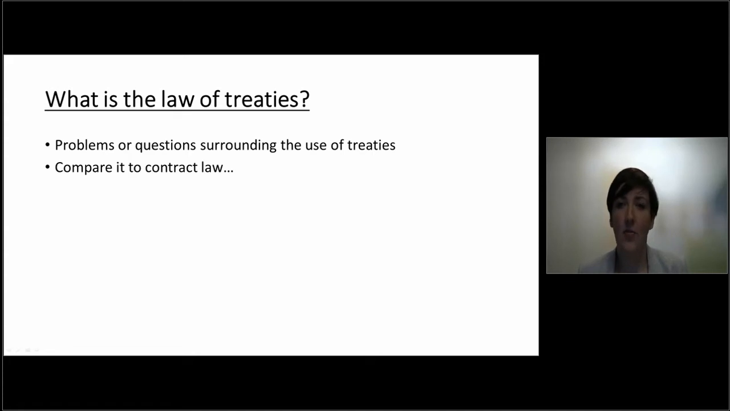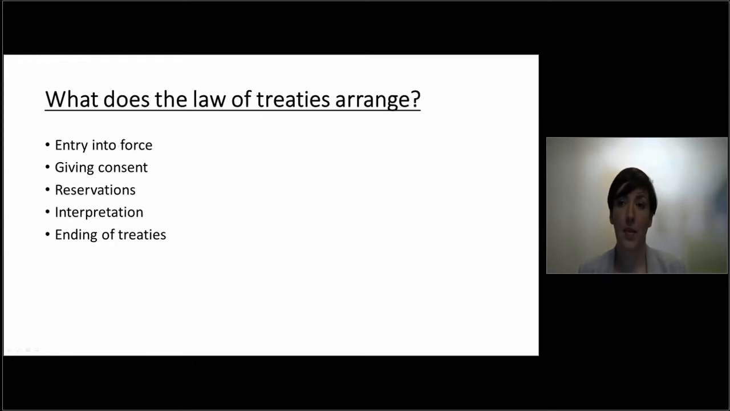First, of course, the question, what is the law of treaties? So if you have a problem as a state surrounding the use of a treaty, then you refer to the law of treaties. You can compare it a bit in private law to contract law. So what does it then arrange? For example, the entry into force of a treaty, giving consent to be bound by a treaty, making reservations to a treaty, the interpretation of certain articles in a treaty, and also, naturally, the ending of a treaty.